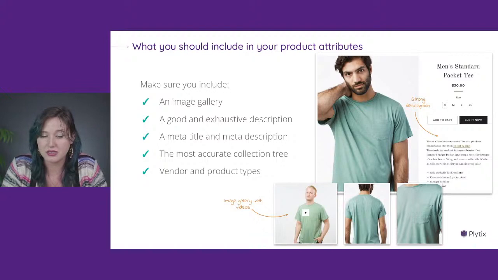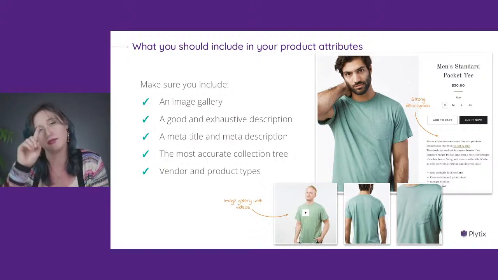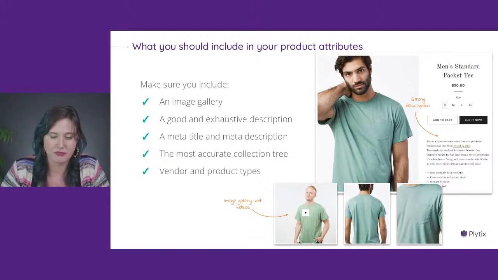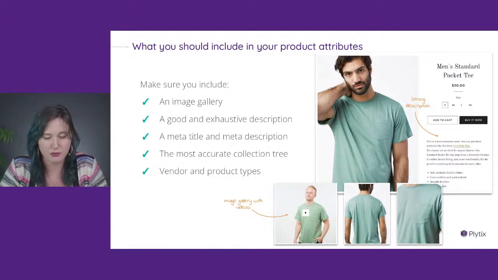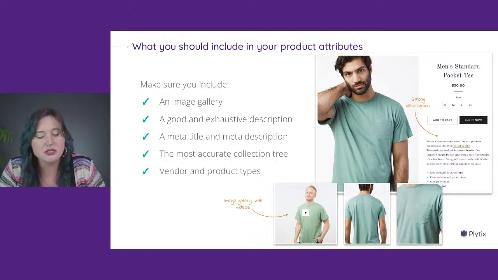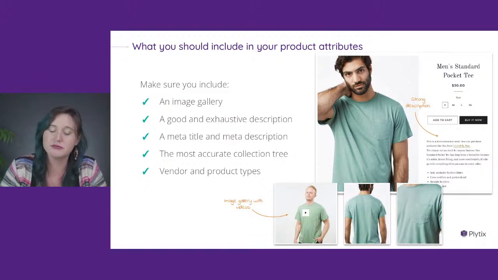The most accurate collection tree can also help customers find your products more easily and thus improve their experience. So this is basically categorizing your products. Just make sure that you create collections that help your customers navigate your store and find your products as easily as possible. You'll also want to include the vendor and product type to give the most complete information about the product. And basically, using these attributes will make your user experience better, help you rank on search engines like Google, and ultimately increase conversions. All right, next.